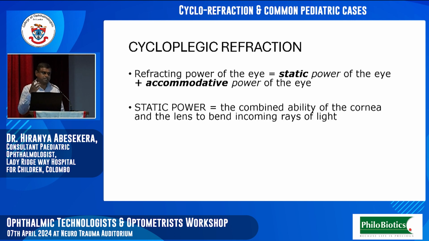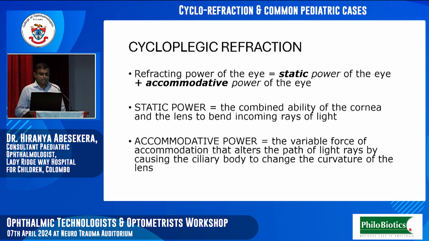So what is static power? That is the innate power of the eye, which is the combined power of the cornea and the lens, which is the primary force of bending light onto the retina or wherever it focuses. As you know, accommodative power is generated by the tone of the ciliary body and the ability of the ciliary muscle to alter the curvature of the crystalline lens. So it's a variable power, and it's a compounding factor when you do your refractions. So you have to remove this compounding factor and find out the correct static power of the eye, to prescribe or not to prescribe.